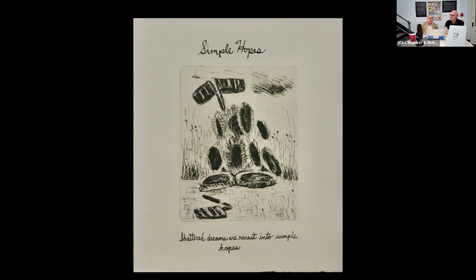This one's called Simple Hopes. And it says, shattered dreams are recast into simple hopes. That has to do with being disillusioned. And instead of having illusions, having just simple hopes for things.